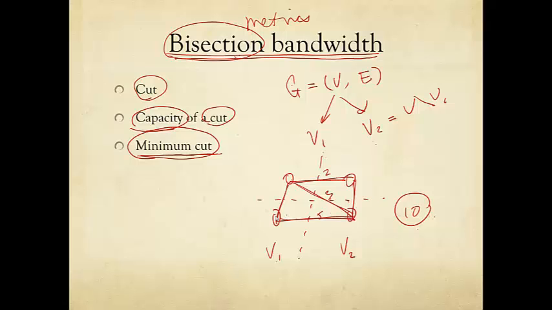For example, for this cut, let's say these two links have weights 1 and 4, then this cut gives you a capacity of 8. This other cut gives a capacity of 10, as we just saw. 8 is smaller than 10, so the minimum cut, or minimum bisection in this case, is this one, and the bisection bandwidth is 8 units.